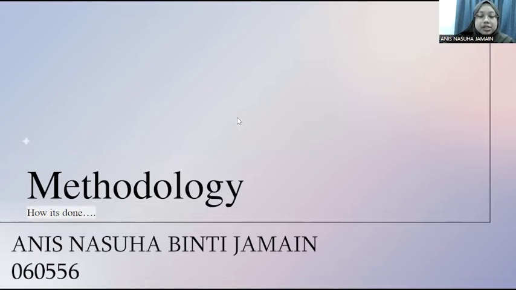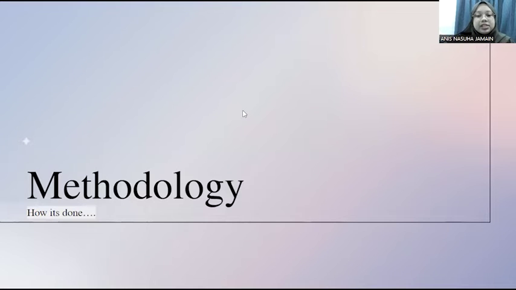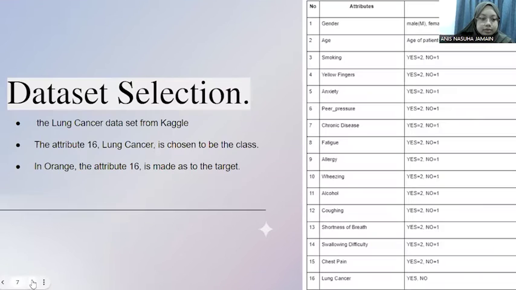In this chapter 4, methodology, this chapter will explain about the method and algorithms that have been used in this project. So for the dataset selection, the dataset that our group has chosen is the lung cancer dataset. We got this dataset from Kaggle. This dataset is provided in CSV file. So we downloaded the file and uploaded it into Orange, which is the tool that we use for this project.